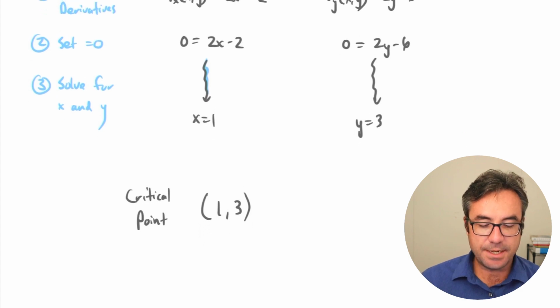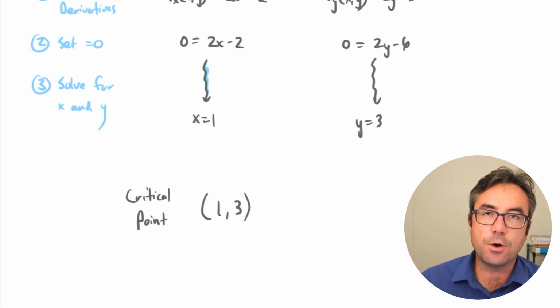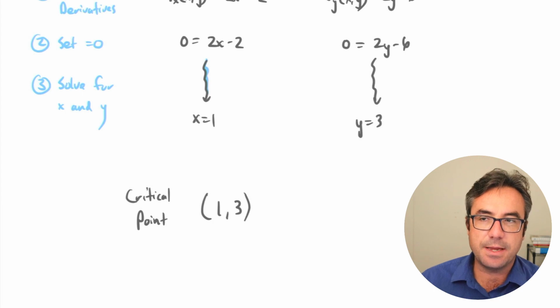And what we're going to see is this is the only spot where we might have a max or a min. It doesn't tell us what we have there, but it tells us that if we are going to have a max or a min, it has to happen at that point.